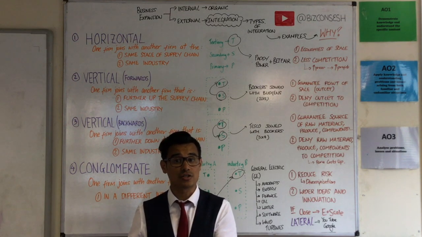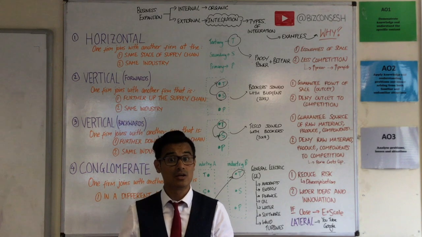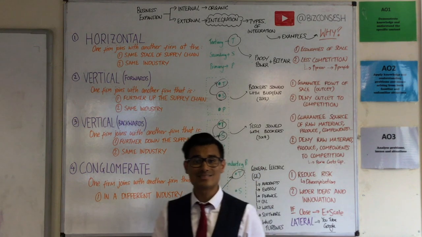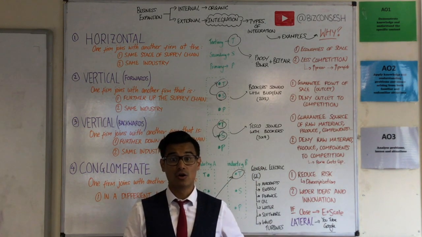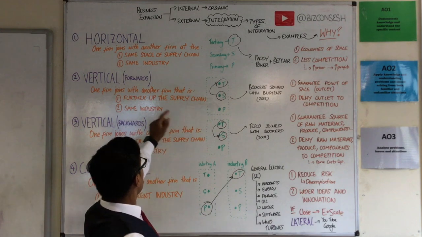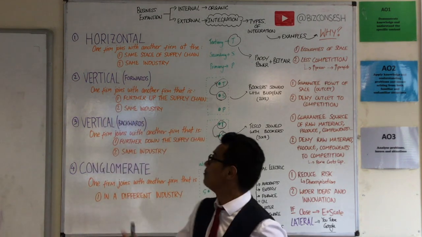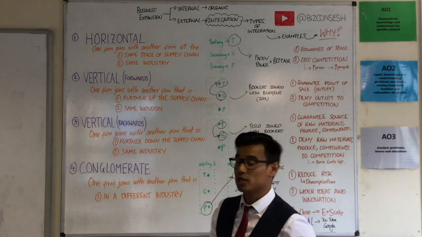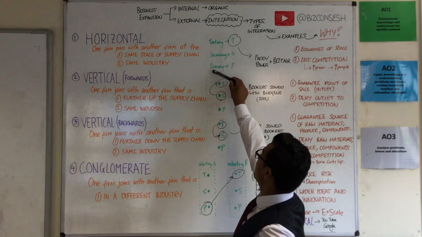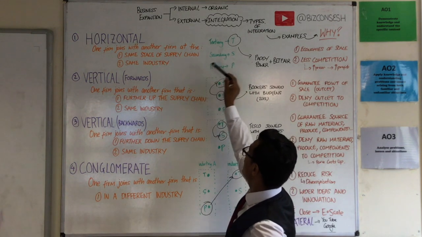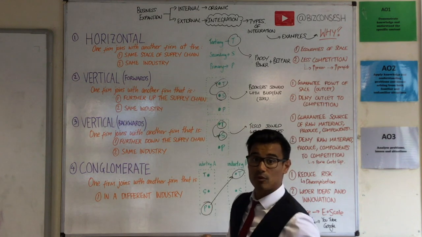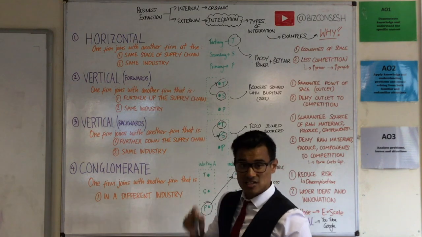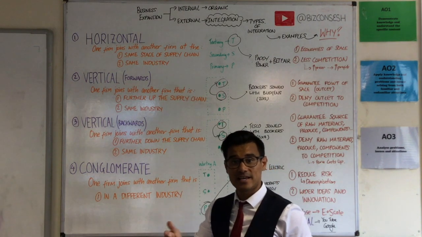On the other side, you've got external business expansion, and that is going to be through the other name for it, which is integration. There are 4 types of integration that you need to know, and they are horizontal, forwards vertical, backwards vertical, and conglomerate. Let's go through them. So, horizontal is when one firm joins with another firm at the same stage of the supply chain. So by supply chain, we're talking about, are they primary, secondary, or tertiary? And are they the same stage? So they are both primary, or both secondary, or both tertiary. And are they in the same industry? So same industry, same phase of the supply chain.